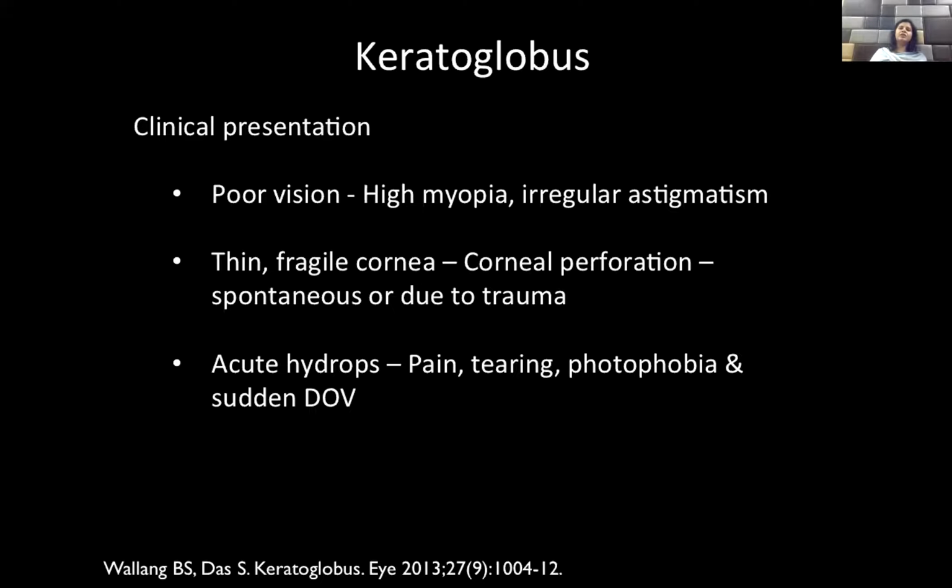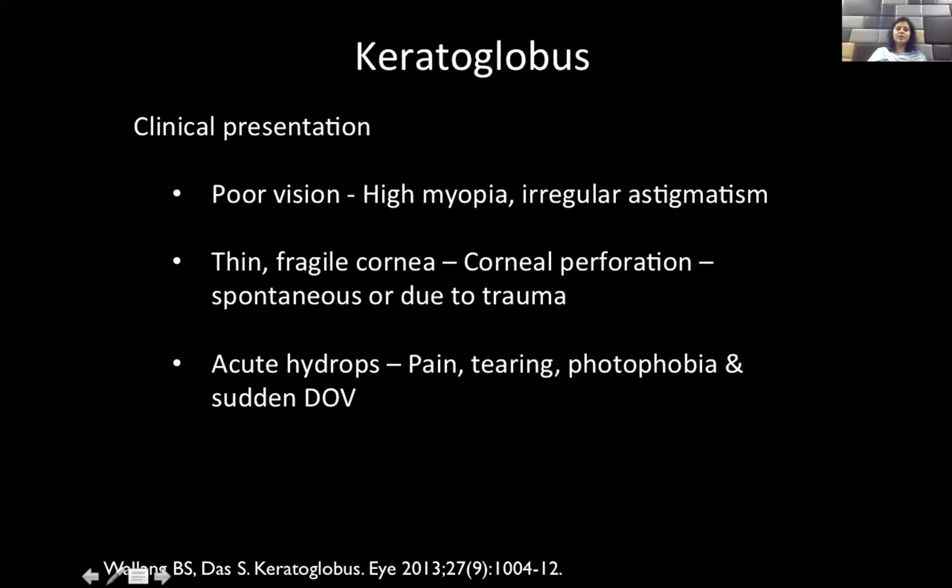See the patient on slit. If you see that there is thinning, you could actually pick up a patient with keratoglobus, and they have sometimes spontaneous perforations, or minimal trauma to the eye will cause a corneal tear and a perforation. It's very important when you take the patient to the OT to know that this will be a very challenging surgery to be done. Also, the patient can come with acute hydrops.